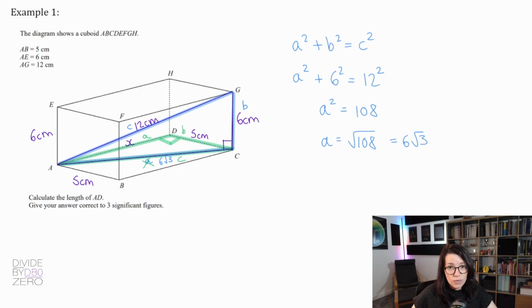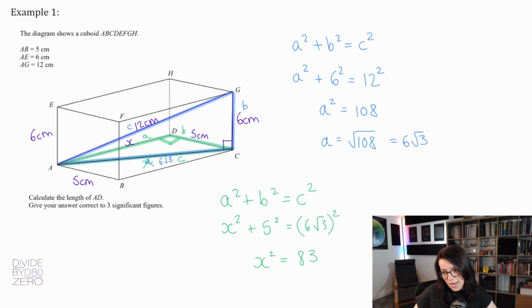So focusing in on that green triangle and doing Pythagoras again, a squared plus b squared equals c squared. I'm going to write x this time for a, so x squared plus 5 squared equals 6 root 3 all squared. Working this out in a calculator, for example, gives x squared equals 83, and therefore x equals root 83, which to 3 significant figures works out to be 9.11. In summary, example 1 was just 2 applications of Pythagoras' theorem.